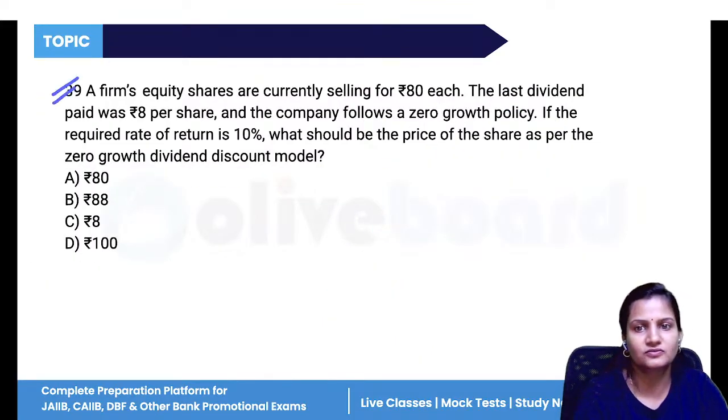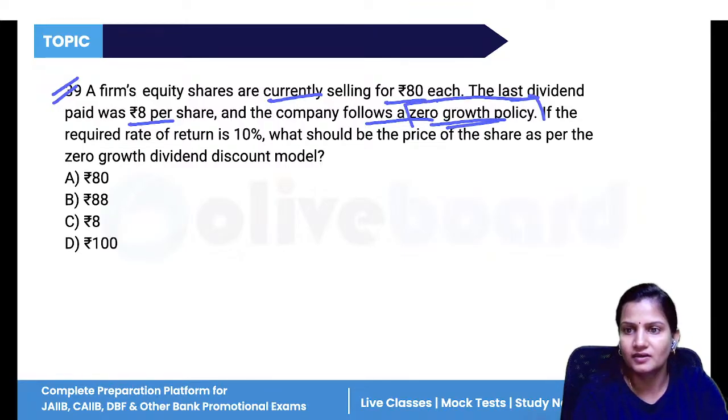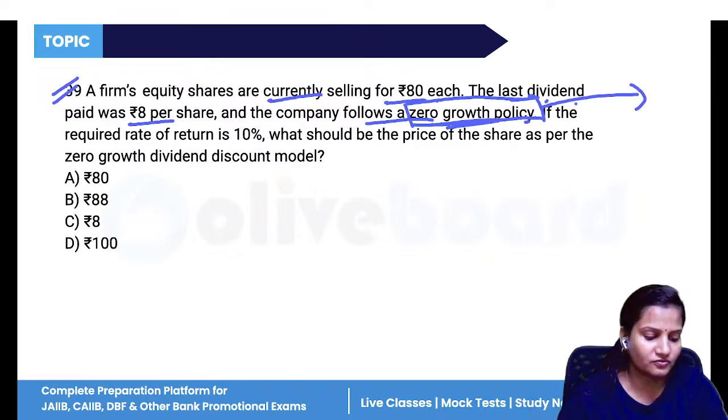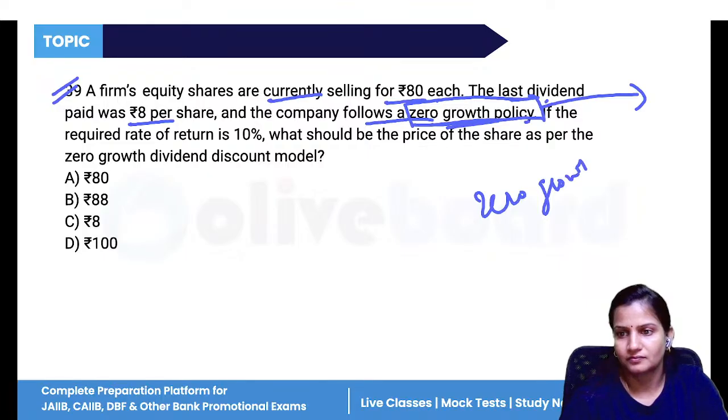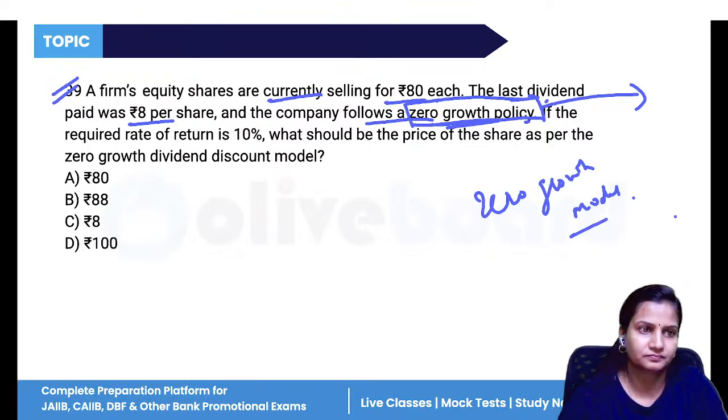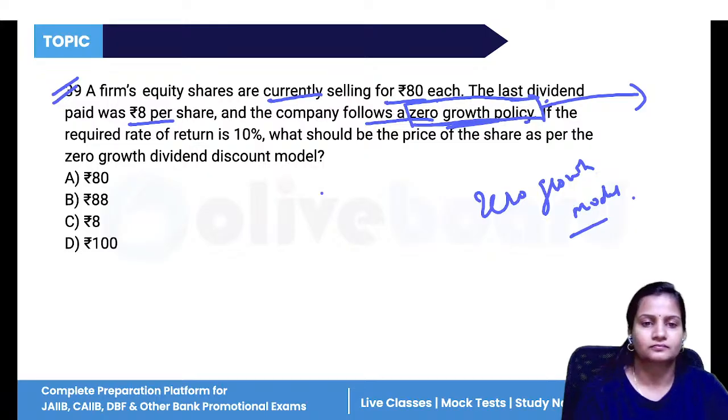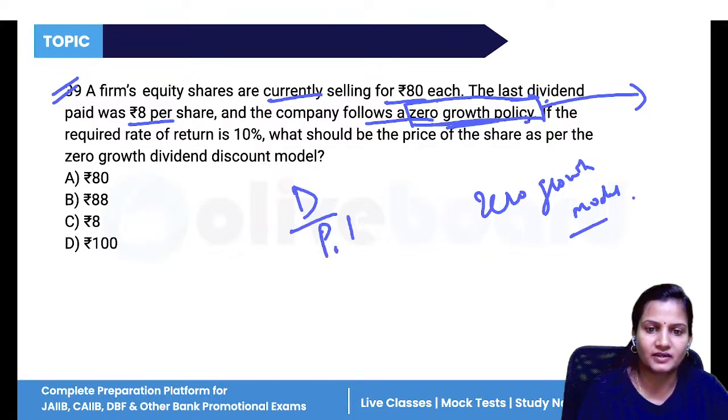Now, a similar type of question is this one also. Equity shares are currently selling for 80 each. Last dividend paid was 8 per share and the company follows a zero growth policy. Now you have to understand that over here the zero growth policy is being followed. Now what is the formula of this zero growth model? Zero growth model is D upon P, or you can say K, that is the zero growth model.